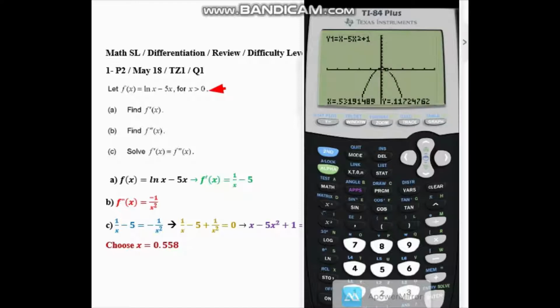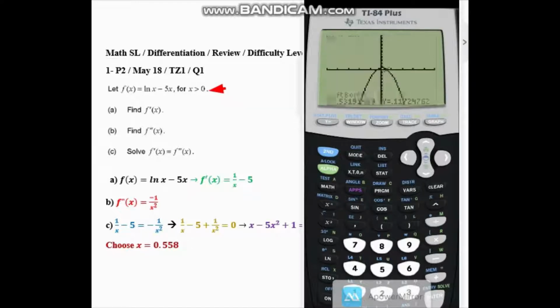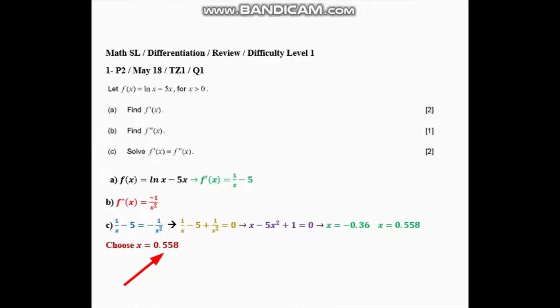So in order to find that, I shall click on second, trace 0. I shall provide a left bound, so somewhere to the left of my point, then somewhere to the right of my point, and then I shall guess where the point is, and the calculator tells me that x equals 0.558, which I have written right there. So this is your answer. Take a minute to copy this down if you will, and I shall begin the second question shortly.